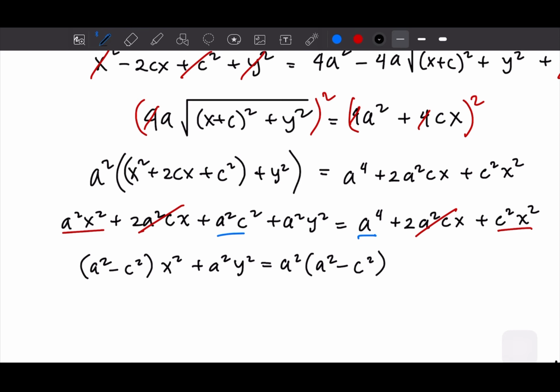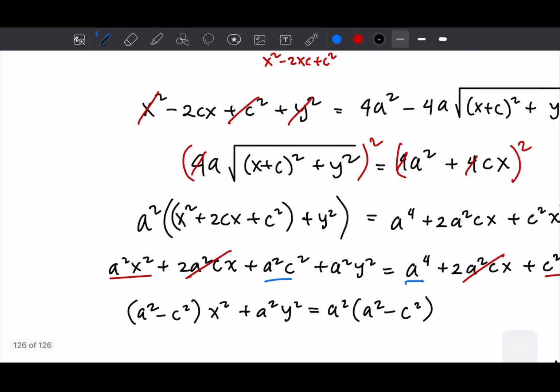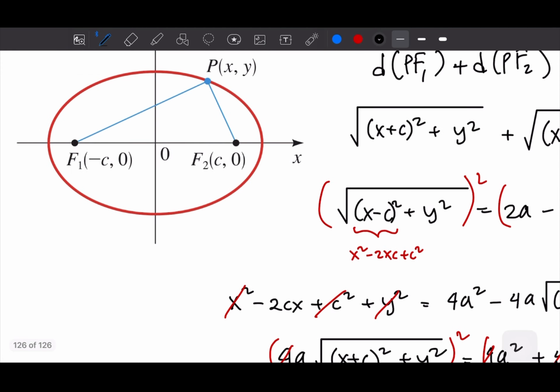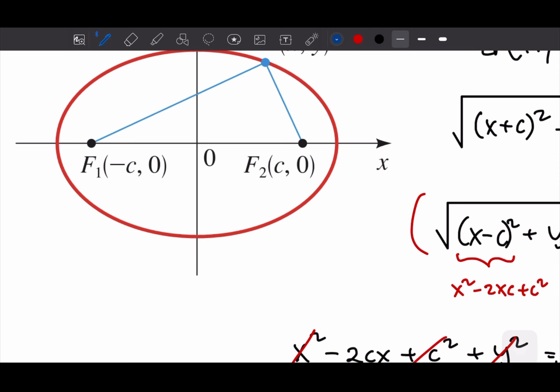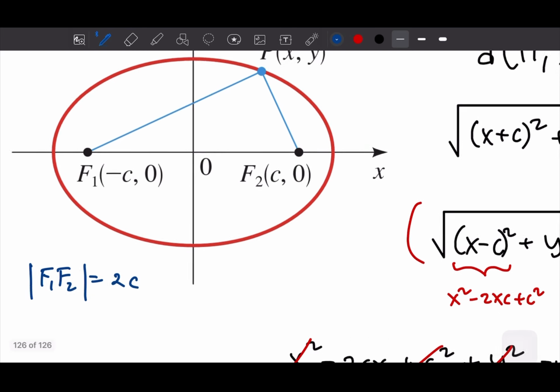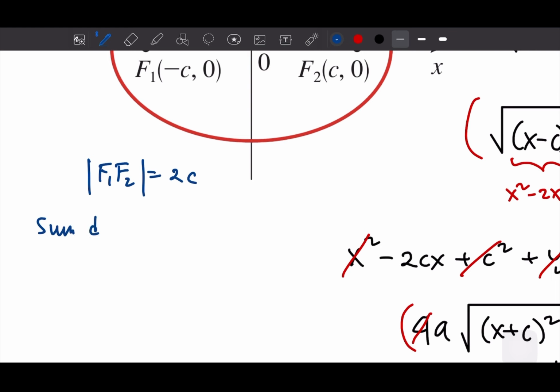Okay, now to finish off this equation, we need to make this notation first. So the distance from F1 to F2, if this is c, then the distance will be 2c, right? So F1F2 is 2c. And then the whole distance, the sum df1p plus df2p, is going to be 2a.